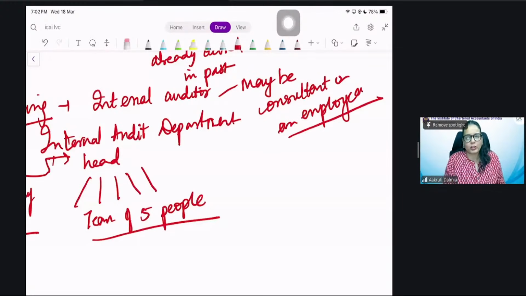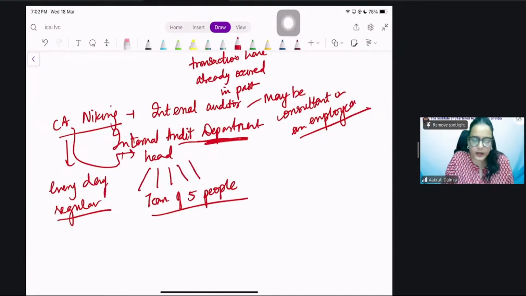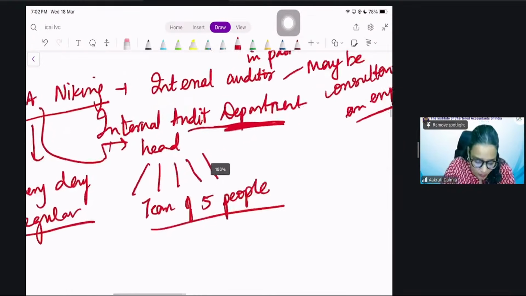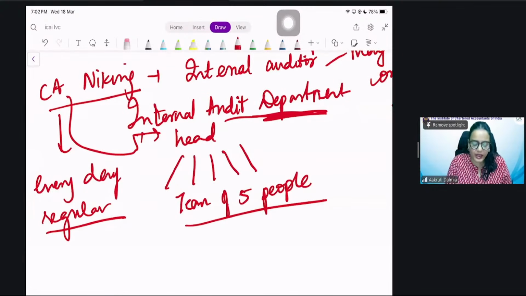आप क्या रखना चाहते हो? So you can appoint an external person as your consultant or you can keep a full-time employee, okay? But usually internal audit department hai, so what does it suggest? If there's an internal audit department, what does it suggest? That they are an employee, correct? Okay? So CA Nikunj is an internal auditor. He is heading internal audit department. He is having team of 5 people and he is doing everyday management.